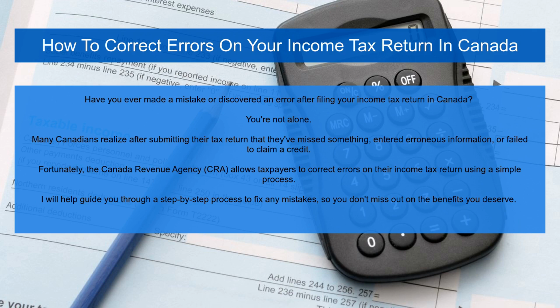Have you ever made a mistake or discovered an error after filing your income tax return in Canada? You're not alone. Many Canadians realize after submitting their tax return that they've missed something, entered erroneous information, or failed to claim a credit. Fortunately, the Canada Revenue Agency, CRA, allows taxpayers to correct errors on their income tax return using a simple process. I will help guide you through a step-by-step process to fix any mistakes, so you don't miss out on the benefits you deserve.